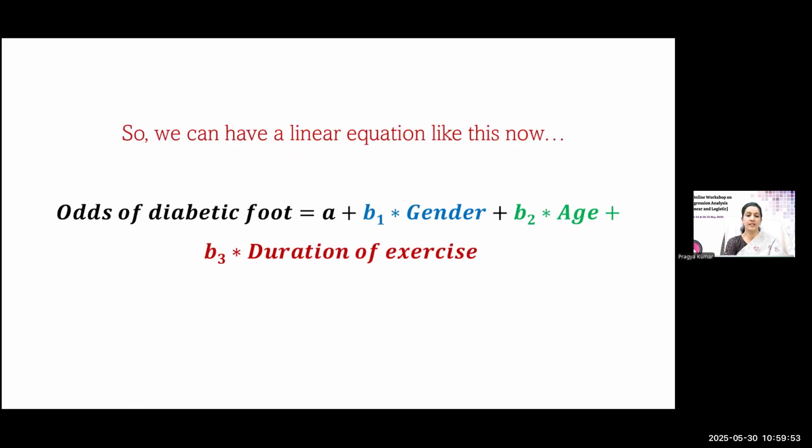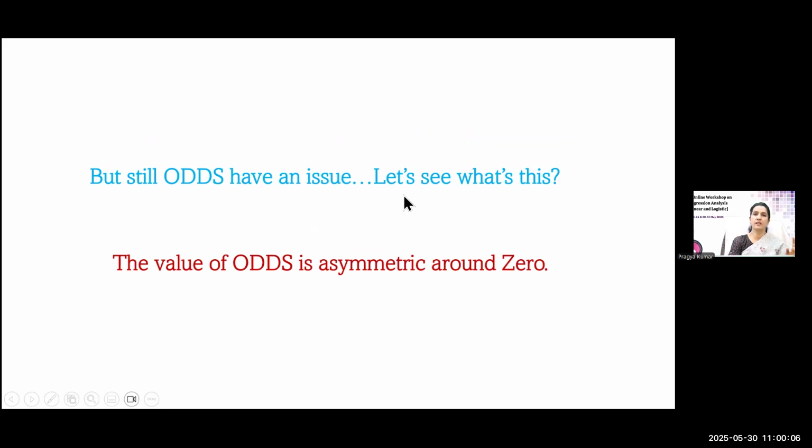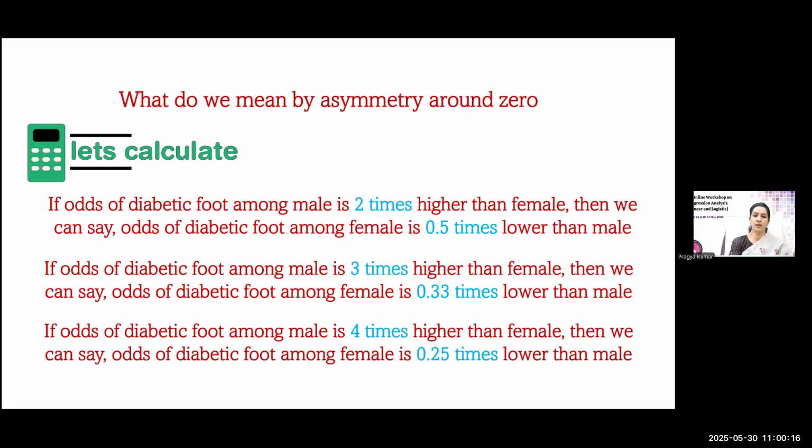If I take the odds of diabetic foot as a dependent variable, then I will form a linear equation like A plus B1 plus B2 plus B3. Similarly, but odds have a problem that it is not symmetric around the zero. What do I mean by symmetric around the zero? That means, how do we calculate odds? We have got a reference level.